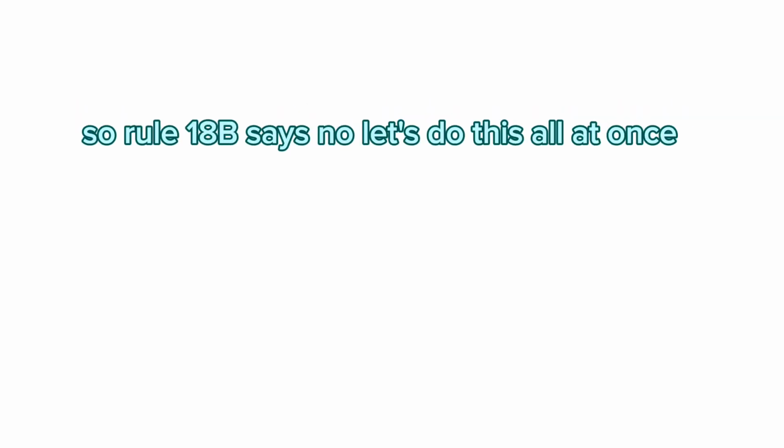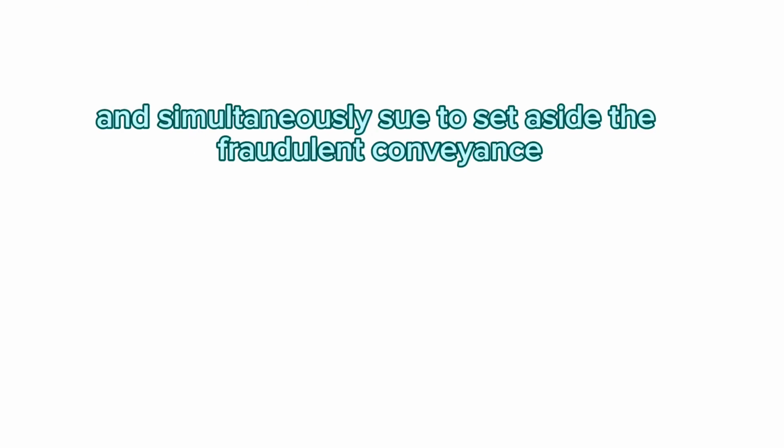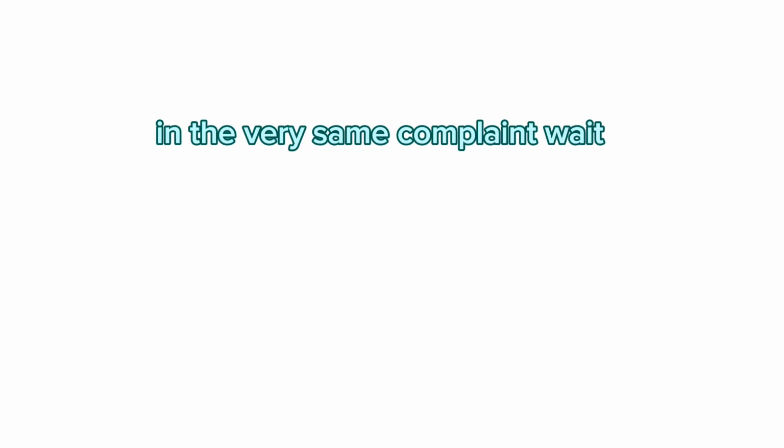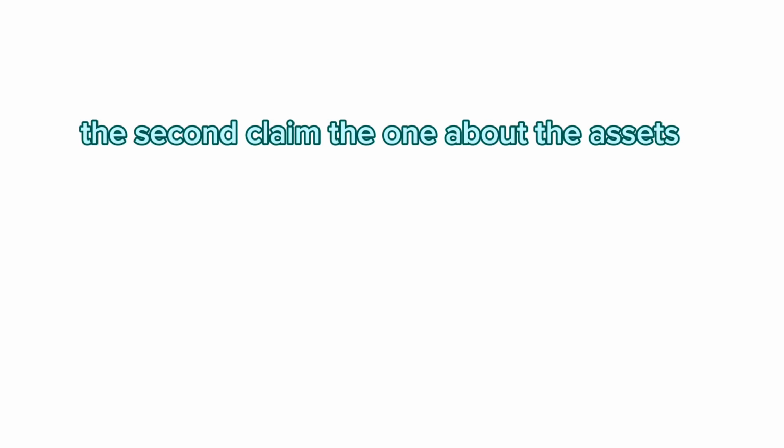Gone. So Rule 18(b) says, no, let's do this all at once. You can sue for the money and simultaneously sue to set aside the fraudulent conveyance in the very same complaint. Wait, even though I haven't technically won the money yet? That's the key, exactly. The second claim, the one about the assets, is contingent on you winning the first claim about the debt. But you can file them together. The court handles the logic.